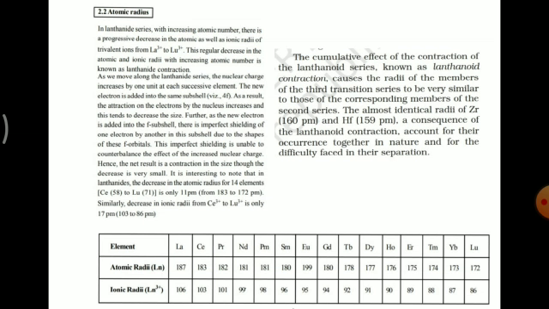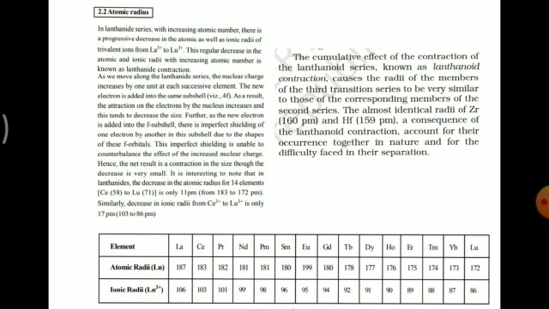The next consequence is, due to lanthanide contraction, the electropositive character, that is basic character, gradually decreases from lanthanum 3+ ion to lutetium 3+ ion. Hence, lanthanum hydroxide, La(OH)3, is most basic, whereas lutetium hydroxide, Lu(OH)3, is least basic.